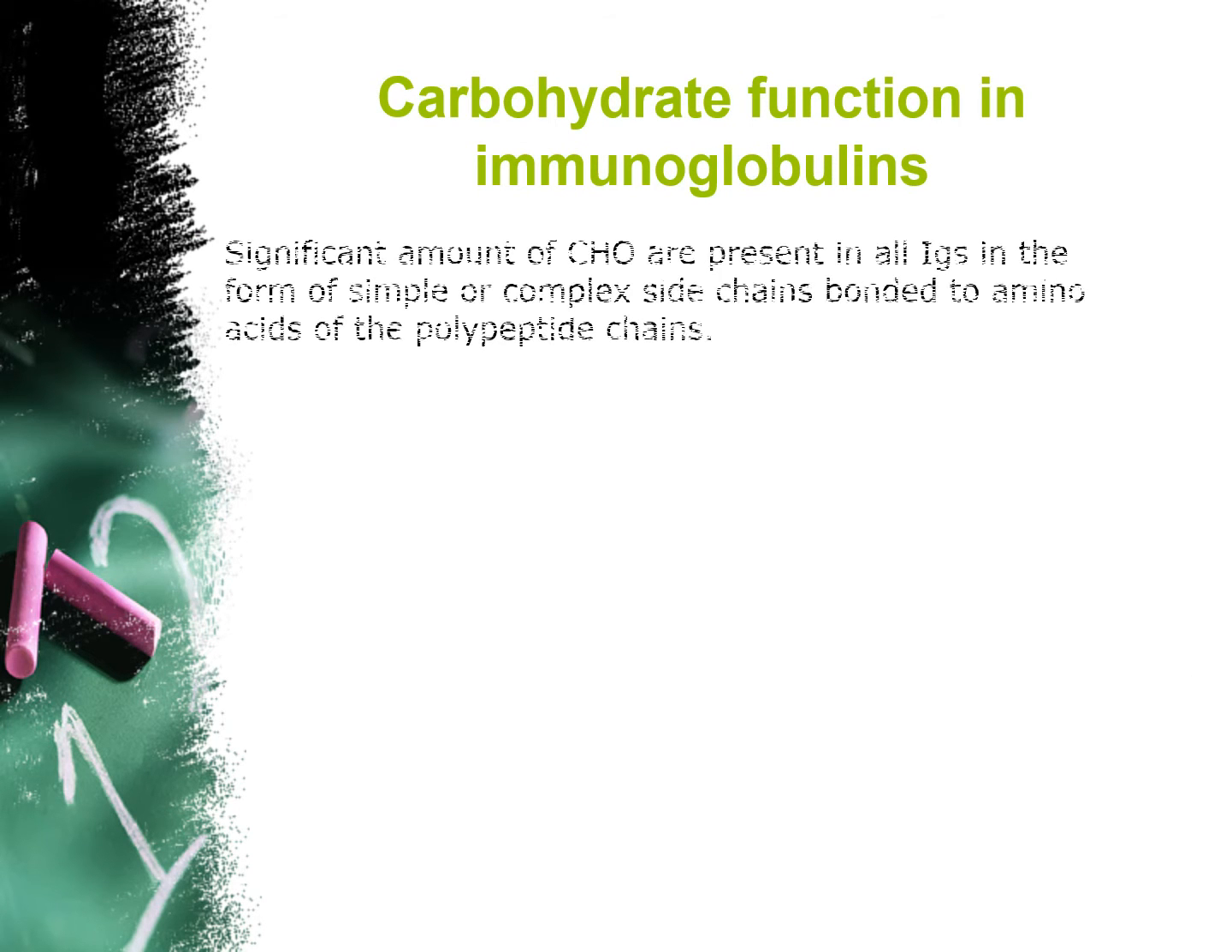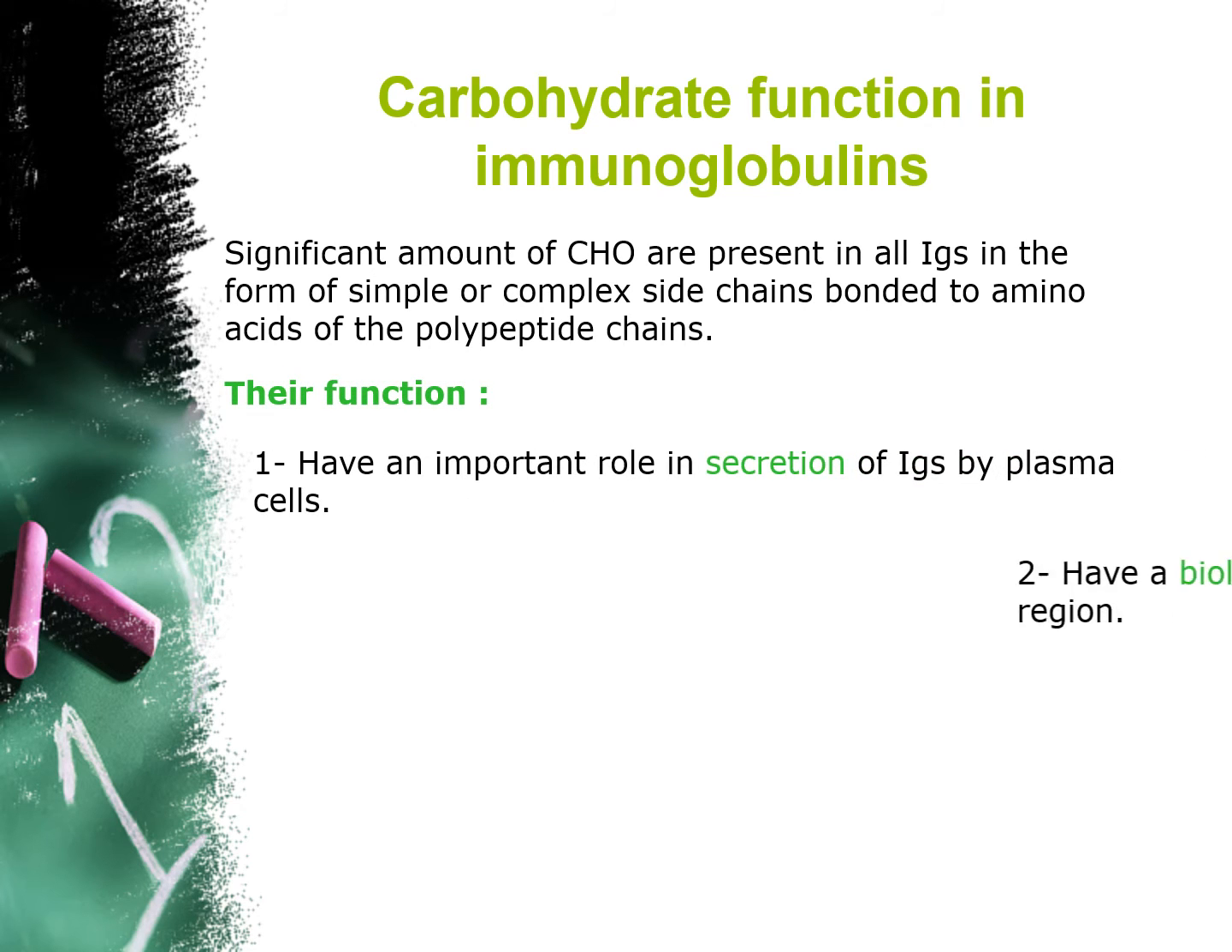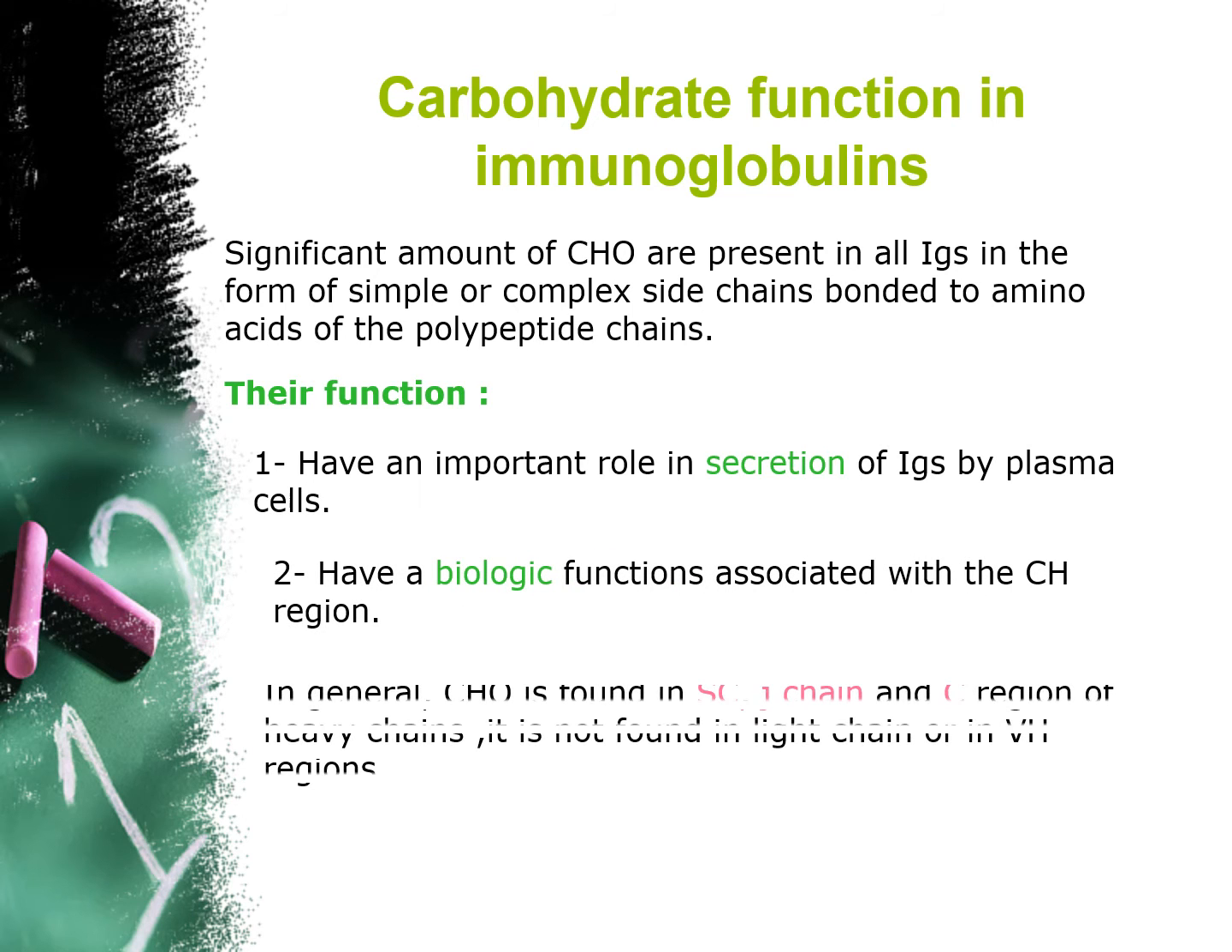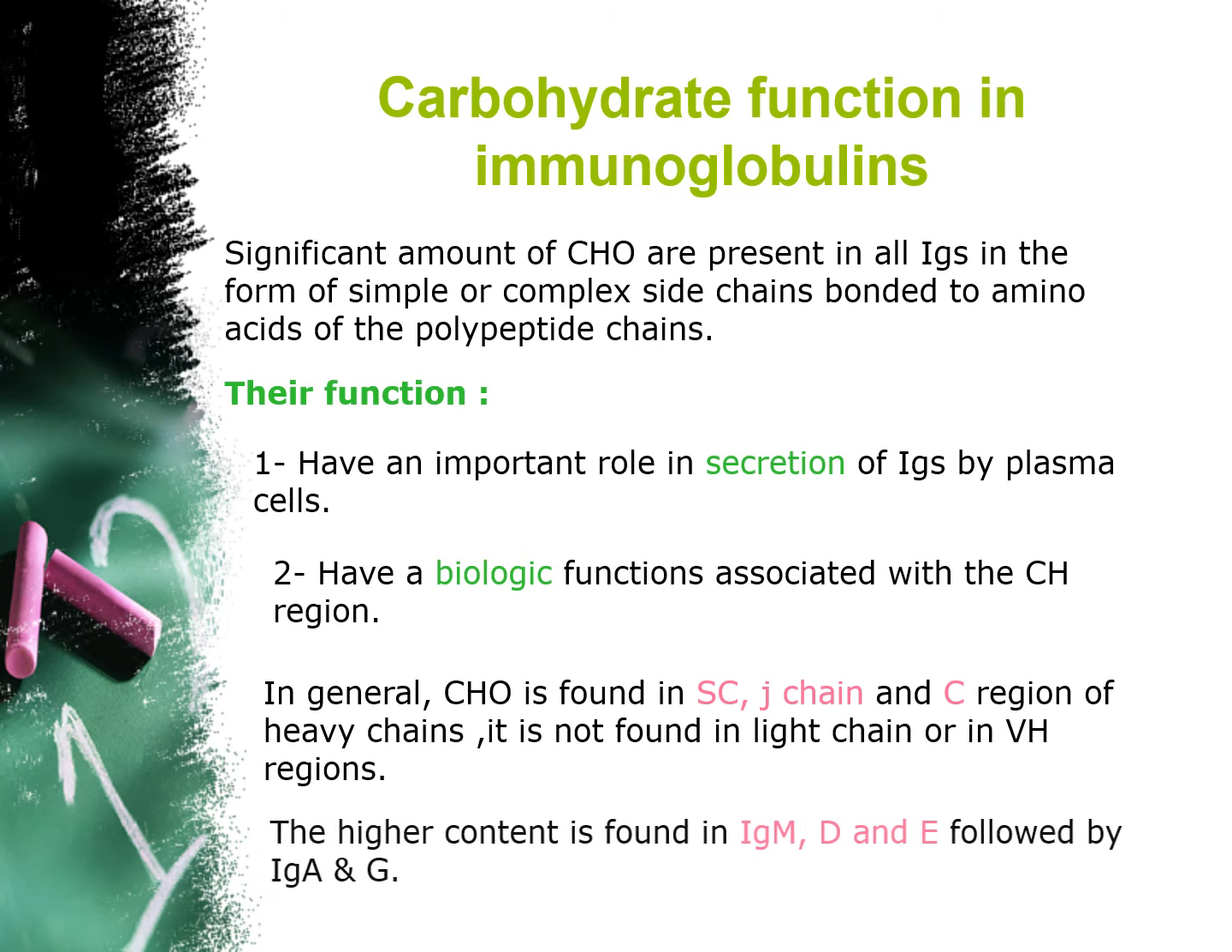Carbohydrate function in immunoglobulins. Significant amounts of carbohydrate are present in all immunoglobulins in the form of simple or complex side chains bound to amino acids of the polypeptide chains. They have an important role in secretion of immunoglobulins by the plasma cells, and have a biologic function associated with the constant heavy region. In general, carbohydrate is found in secretory component, J chain, and constant region of heavy chains. It is not found in light chain or variable heavy regions. The higher content is found in immunoglobulin M, immunoglobulin D, and E, followed by immunoglobulin A and G.